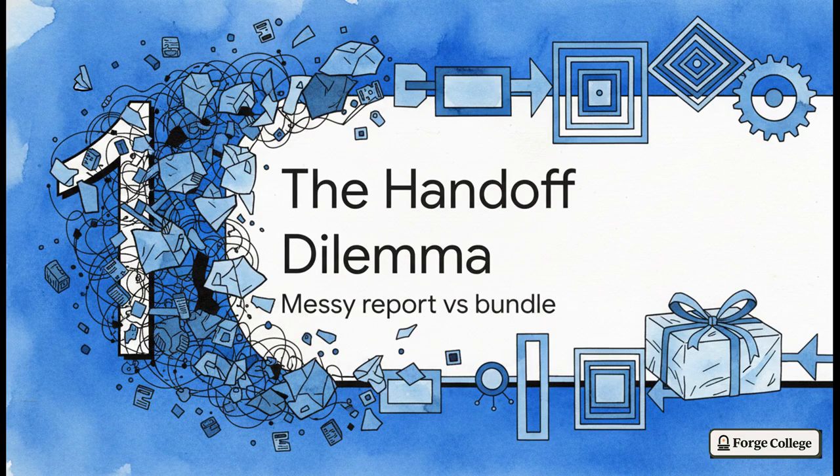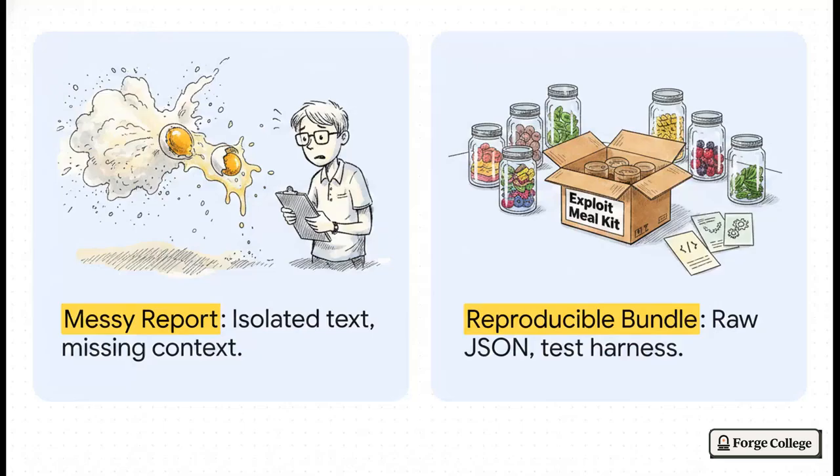Section 1. The handoff dilemma. We're looking at the messy report versus the perfect package. Handing over a messy report that just says "unsafe external call found" without any underlying context is exactly like throwing loose flour and a raw egg at a threat modeler and telling them to make dinner. Good luck with that. What we actually want to give them is an exploit meal kit, a completely reproducible bundle. This bundle contains the raw JSON outputs, the test harness, and the exact custom rules source. Everything is pre-measured, organized, and totally ready to cook.